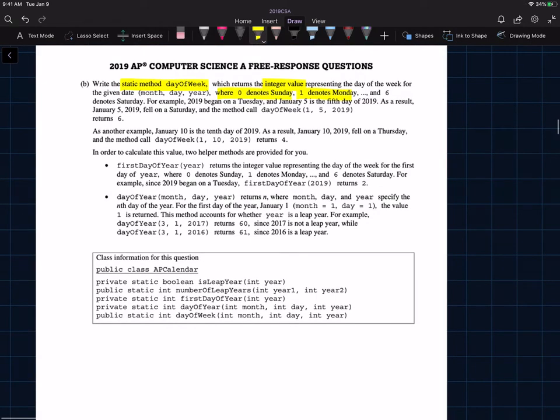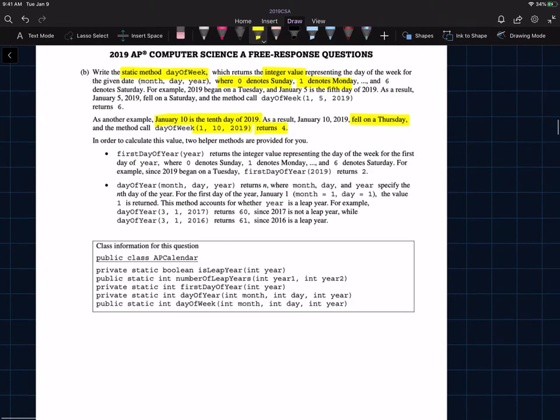So I had to read through this example. An example would be January 10th, the 10th day of 2019. That fell on a Thursday. So if you sent over 1/10/2019, it would return a 4. So it would end up telling you that that's a Thursday, and that's what the 4 represents. This took me a while to figure out.